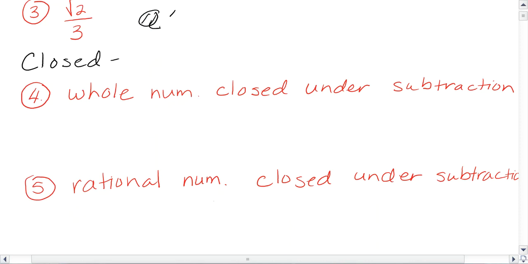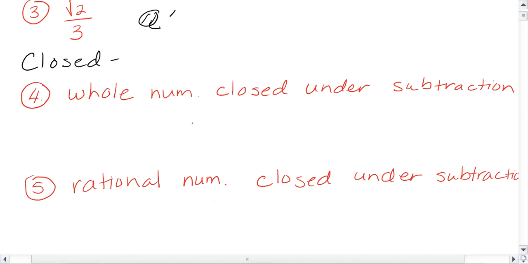The next definition we need to talk about is closed. When a set is closed, it means you can do whatever the operation is that you're given, and your answers will stay a member of that set. So, for instance, my example here, number 4, are the whole numbers closed under subtraction? In other words, if you take any two whole numbers and you subtract them, is the answer you get still inside the set of whole numbers? And in this case, I would have to say no. Whole numbers are not closed under subtraction.